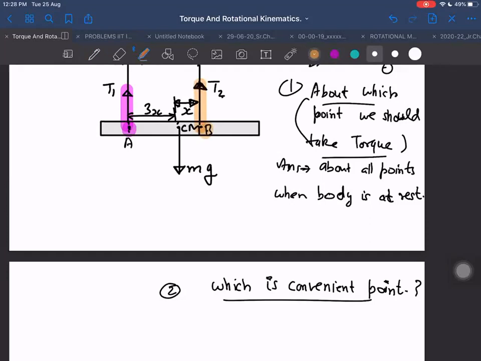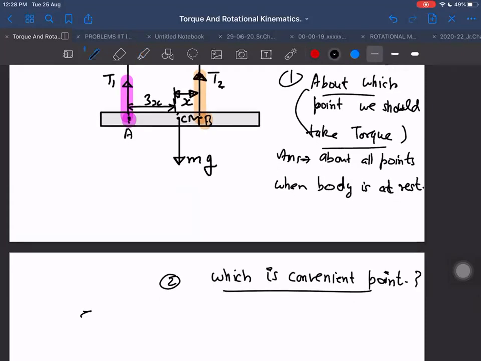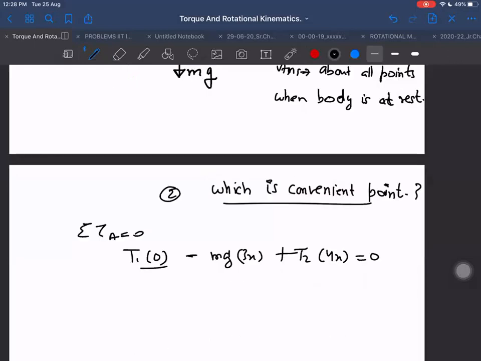Then how many unknowns are left in one equation when I write about A? Let us write about A. Torque about A is equal to 0. Do I need to write for T1? You write it for formality, but it is 0 only. T1 into 0 plus mg into 3x. Direction: A is a hinge, and mg is clockwise, so we take it as minus. Minus mg into 3x. What about due to T2? Plus, anti-clockwise, is equal to 0. What is T2 then? T2 is 3mg by 4.